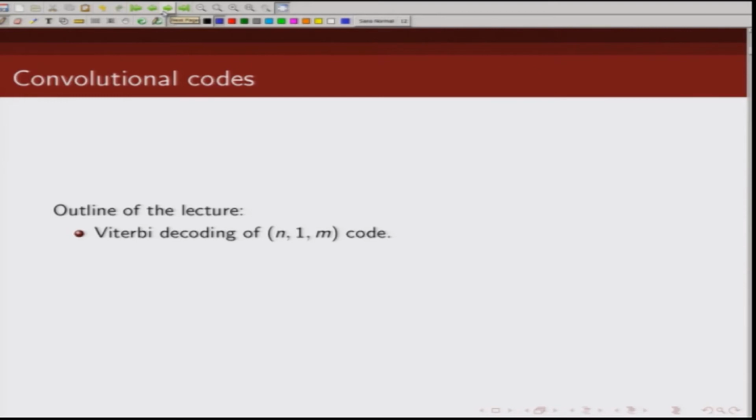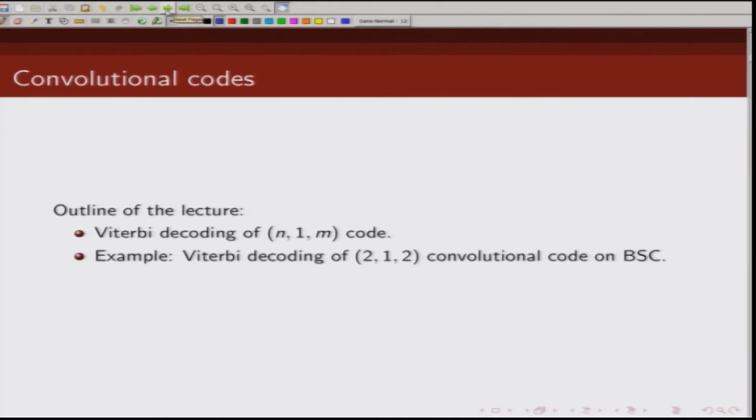So, we are going to illustrate Viterbi decoding of a rate 1 by n convolutional code whose memory order is m, and we are going to illustrate this decoding using a simple example of a rate 1 by 2 convolutional code whose memory order is 2. In other words, it has 4 states, and we are going to assume that our transmission medium, the channel, is a binary symmetric channel.